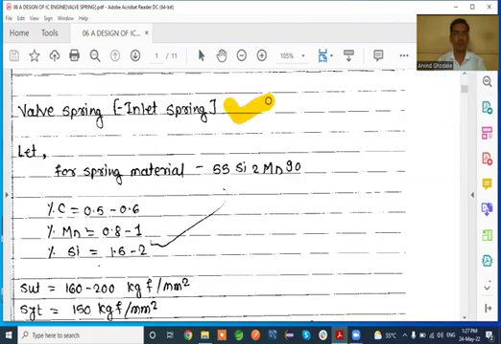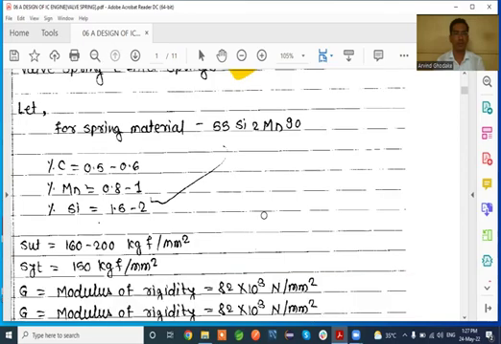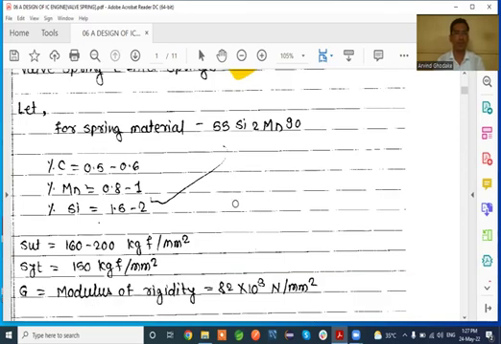First of all, we'll discuss the inlet valve spring. Let us assume the spring material is 55Si2Mn90. The composition of the spring material is as follows: it contains 0.5 to 0.6% carbon, 0.8 to 1% manganese, and 1.5 to 2% silicon.